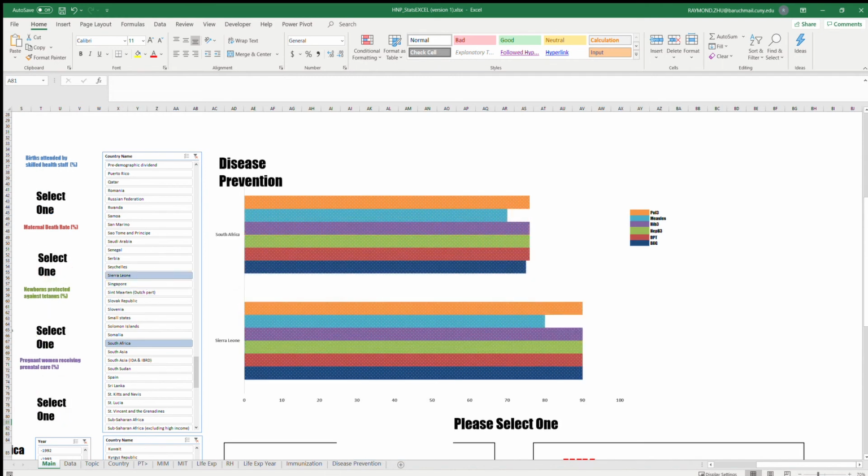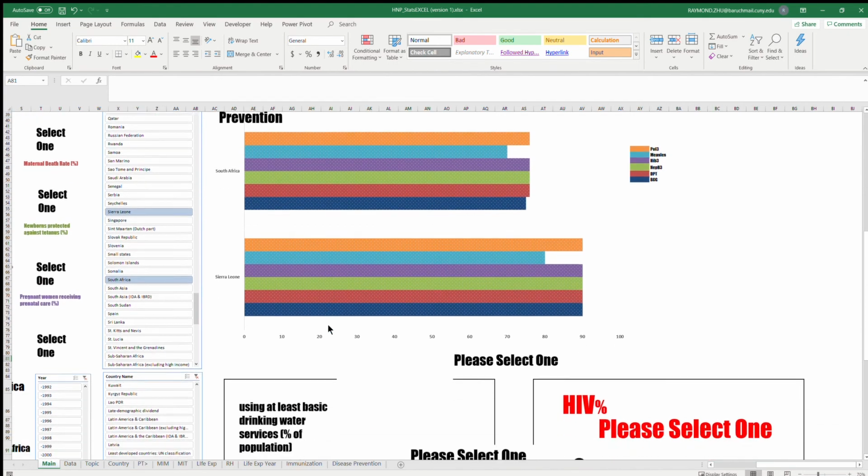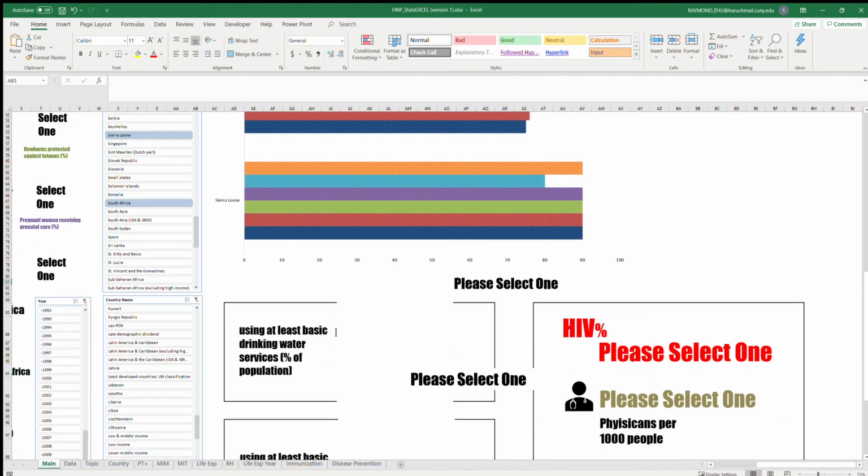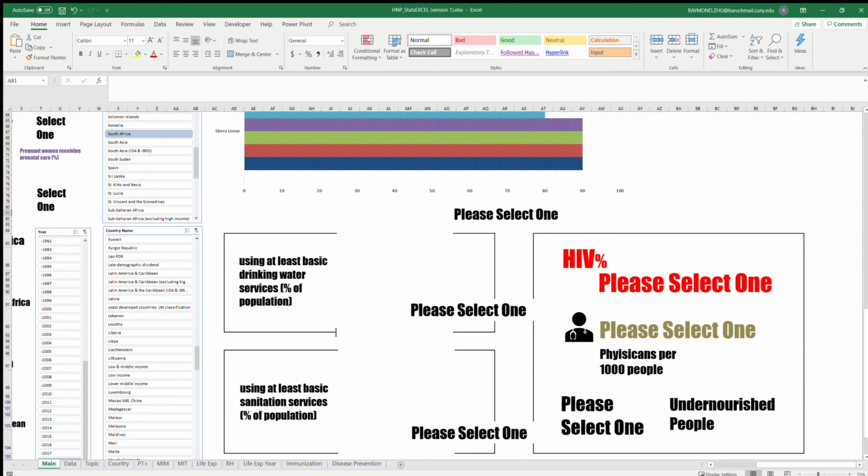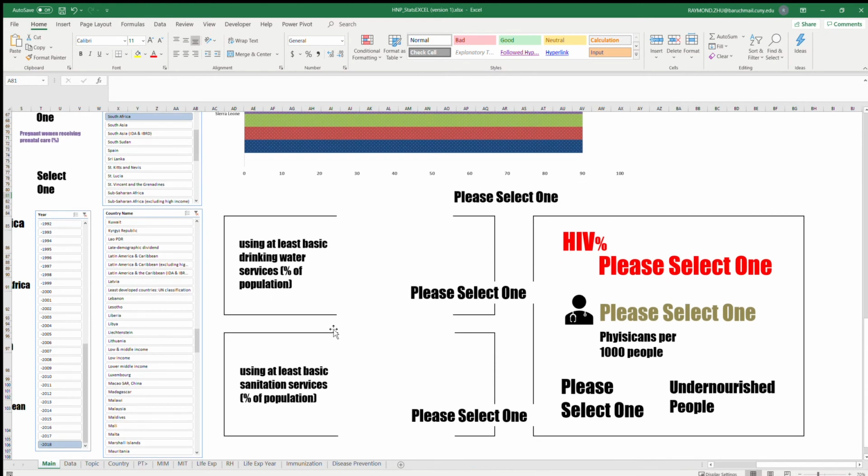And other than vaccination, I also look at factors like the percentage of population using at least basic drinking water services and sanitation services, the prevalence of HIV, number of physicians per 1,000 people, and number of people who are undernourished.